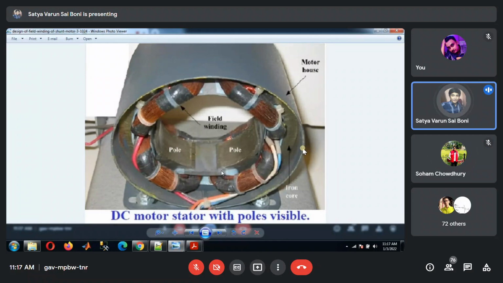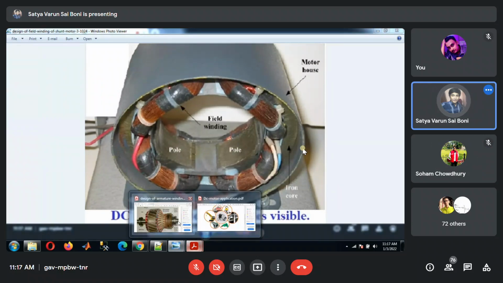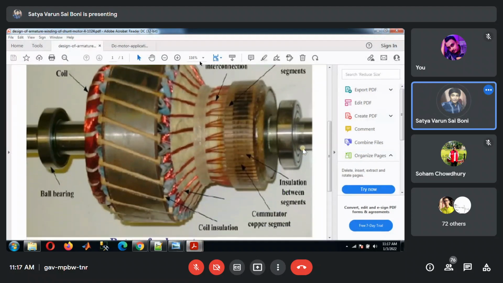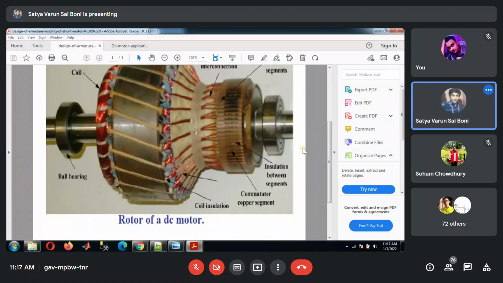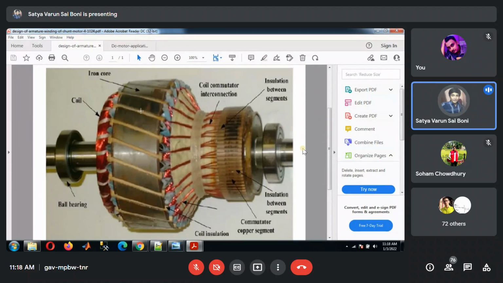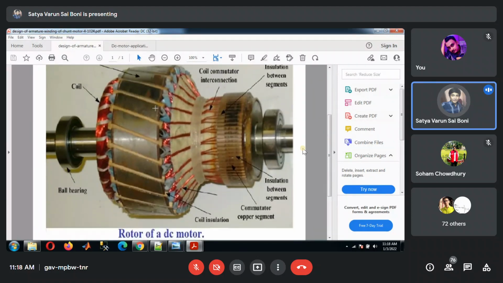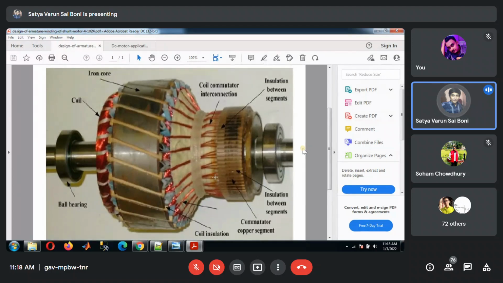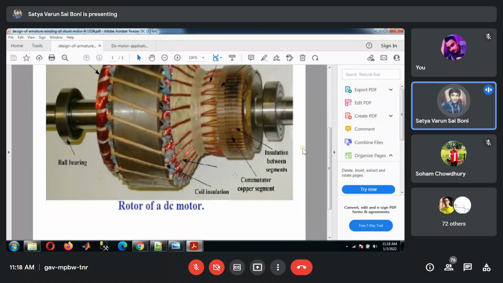This is the field winding in the real time lab scenario. You can see it like this, and there is an armature. This is the armature, and also we can see there is iron core, coil insulation. These things you don't basically need, because as you are from a CSE background, I can explain this, but there is not a lot of use. So I am just going with the flow.